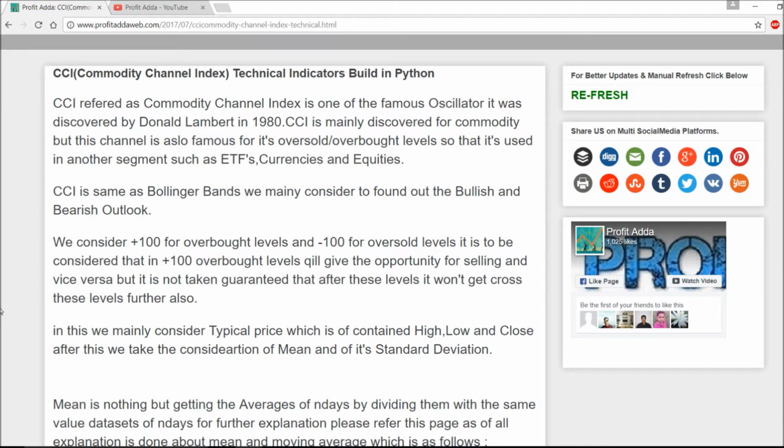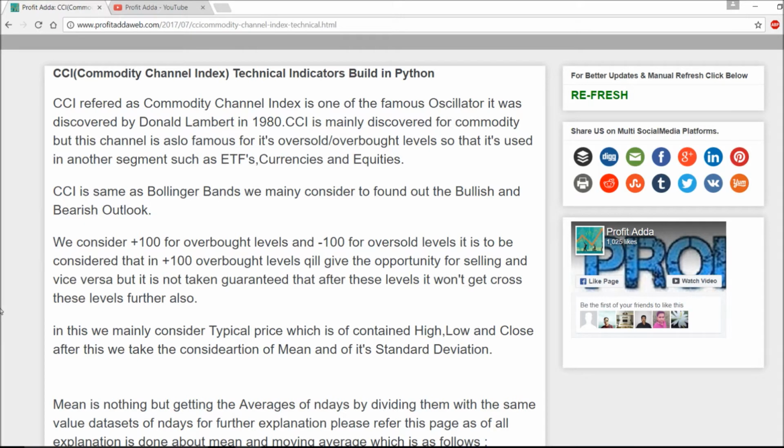Today I'm just going to talk about the Commodity Channel Index. This is a technical indicator which I am trying to build in Python. So I will brief it out before coding, so you can have a better understanding of this one.